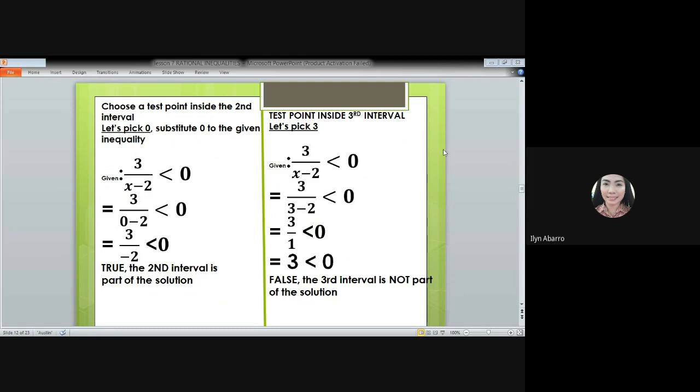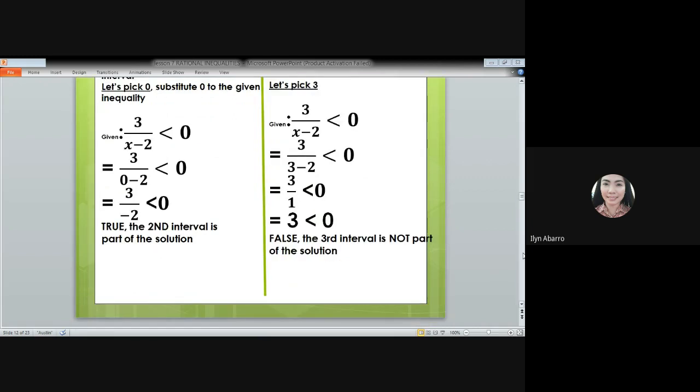Okay, let us now test the third interval, all numbers greater than 2. Let's use 3. So, 3 over 3 minus 2 is less than 0. 3 minus 2 is 1. 3 over 1 is 3. Is that less than 0? That is not true. So, false. The third interval is not part of the solution.